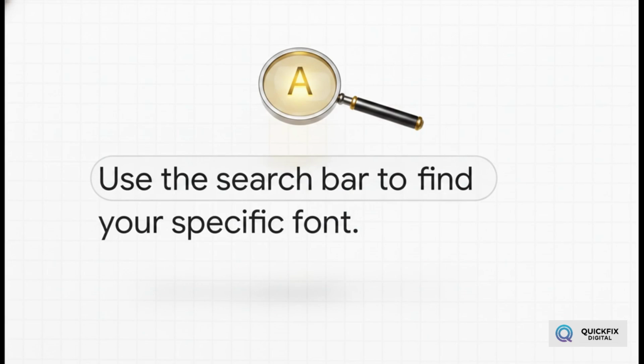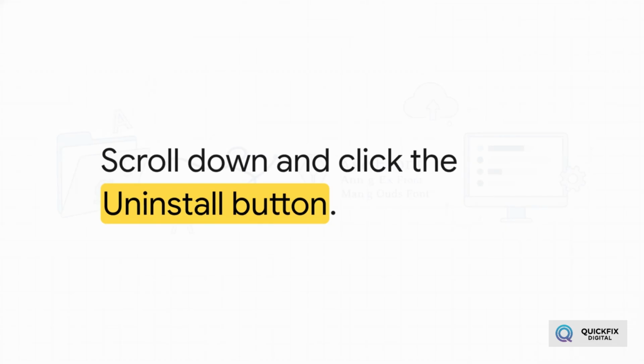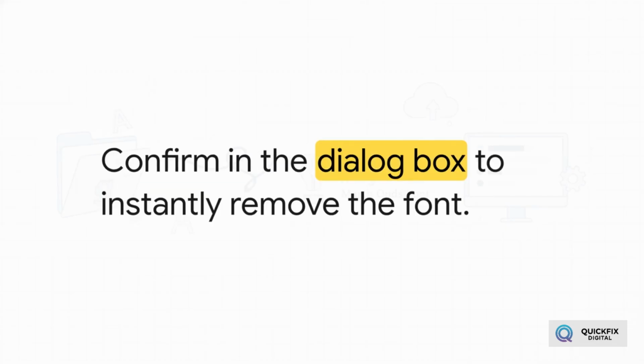Use the search bar or scroll to find the exact font you want to remove. Click on the font, scroll down its page, and hit that Uninstall button. Click Uninstall one more time in the pop-up dialog to confirm it.